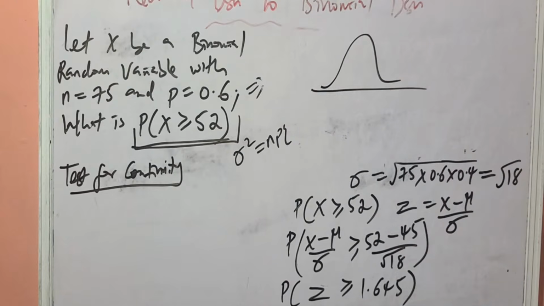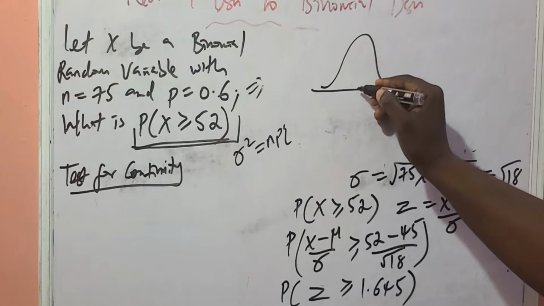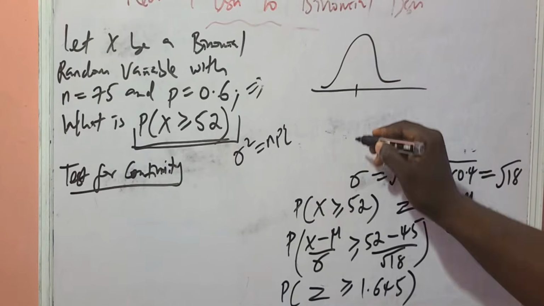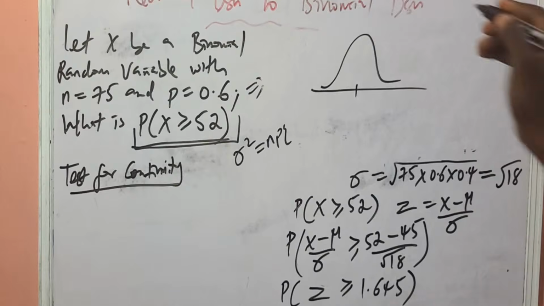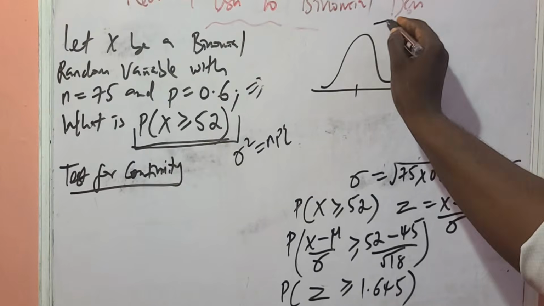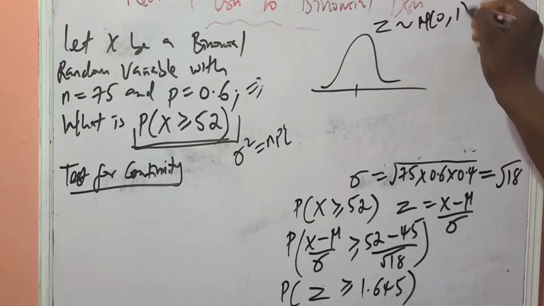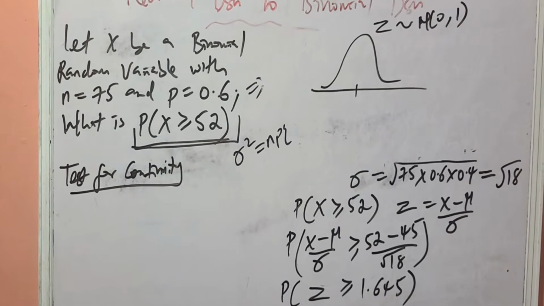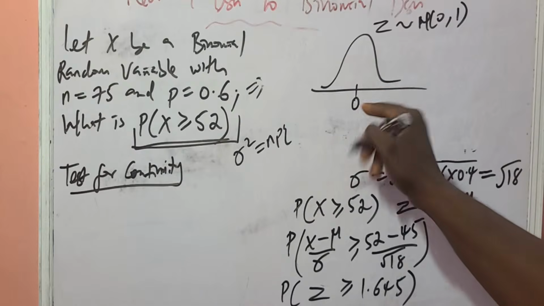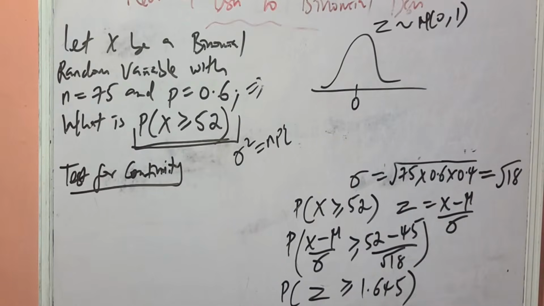Now, we go on to draw our symmetric curve. Of course, you know that I told you it's symmetric about the mean. And for a standard normal distribution, Z, it has a mean of 0 and a standard deviation of 1. So obviously we have 0 right here. It's symmetric about the mean. And we're looking for 1.645.